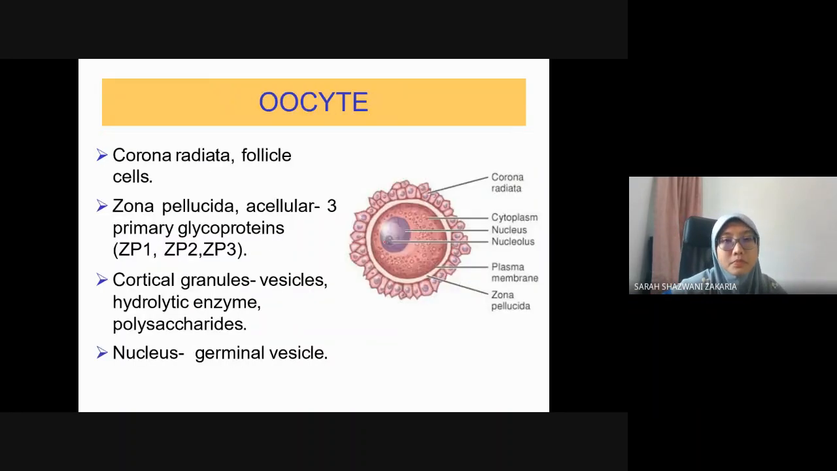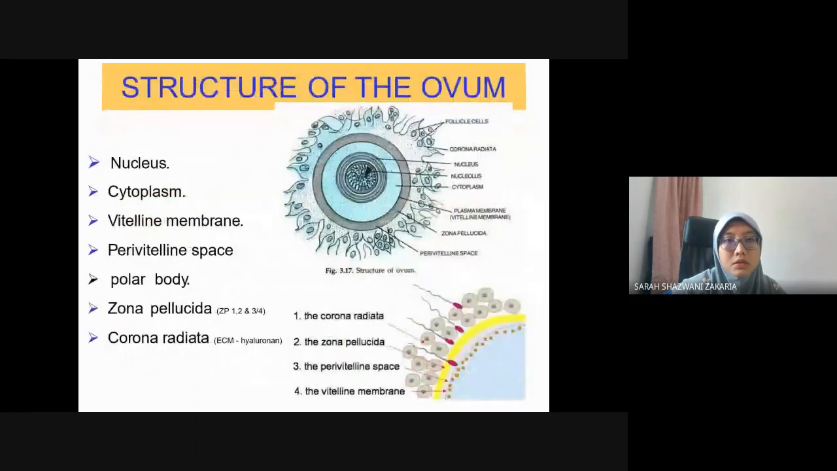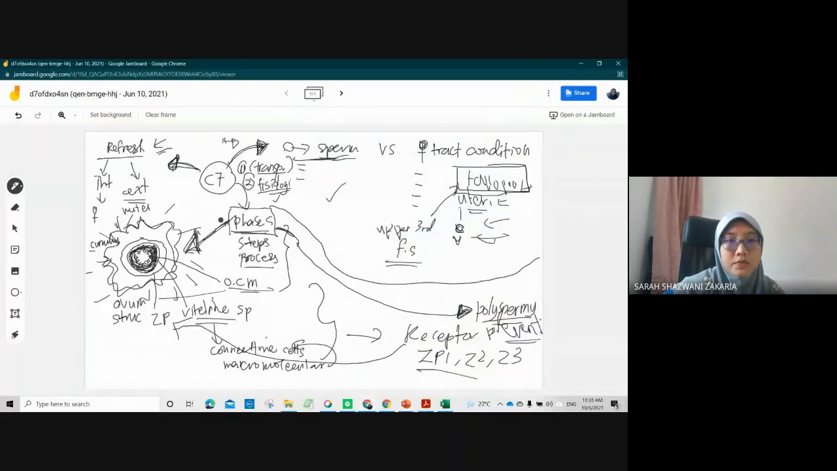What else is there? This is done. So now we are almost there. We have almost done this part. We have covered the tract condition. And now we have to really understand the structure of the ovum.